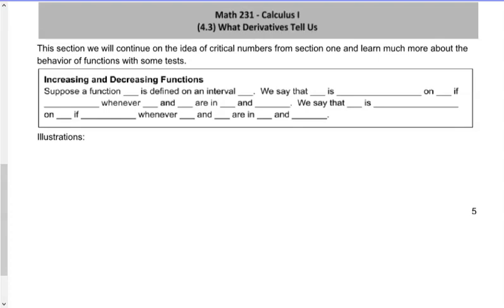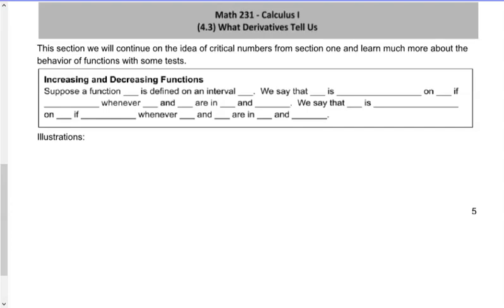All right, let's jump into section 4.3. This is going to give us some more information on how to accurately graph a function, knowing derivatives and what information is given to us from those. So this section will continue on the idea of critical numbers from section 1 and learn much more about the behavior of functions with some tests.